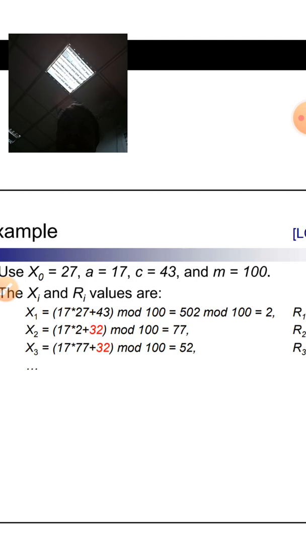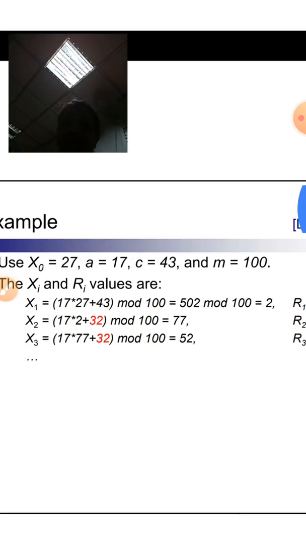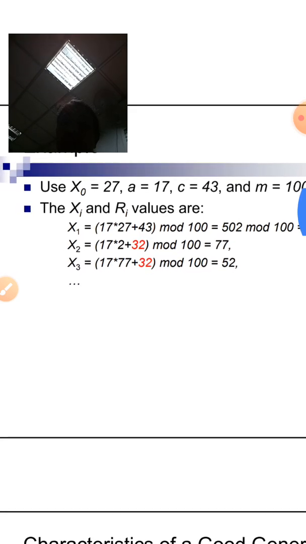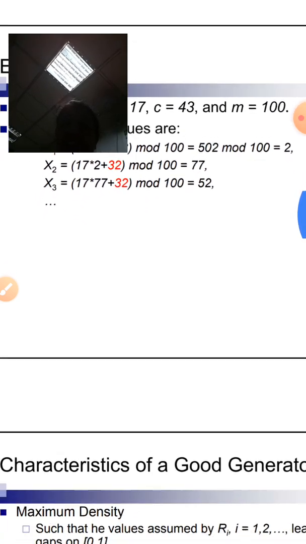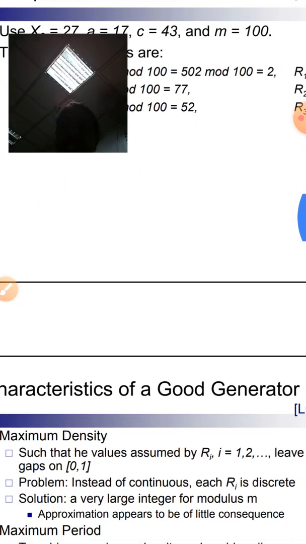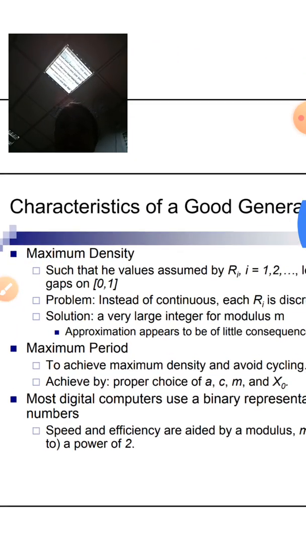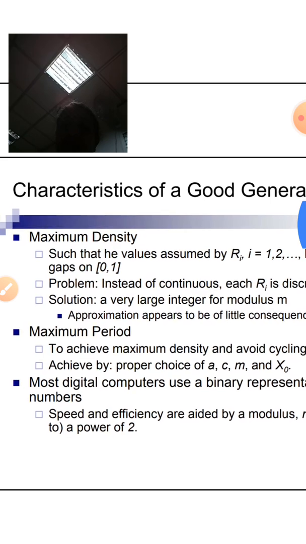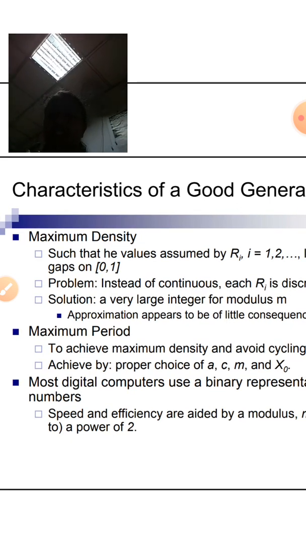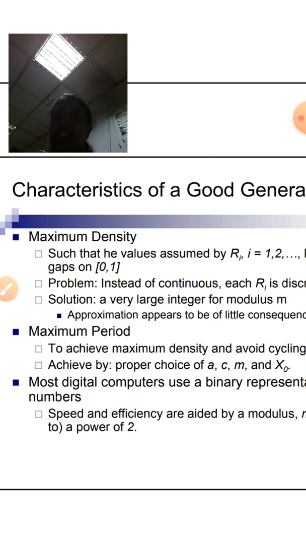This shows that in the linear congruential method, LCM, we are going to generate random numbers in sequence. So what are the characteristics of a good generator? Here we are going to generate a sequence of these numbers. There are major characteristics, that is the density of the random numbers ranging from 0 to 1.